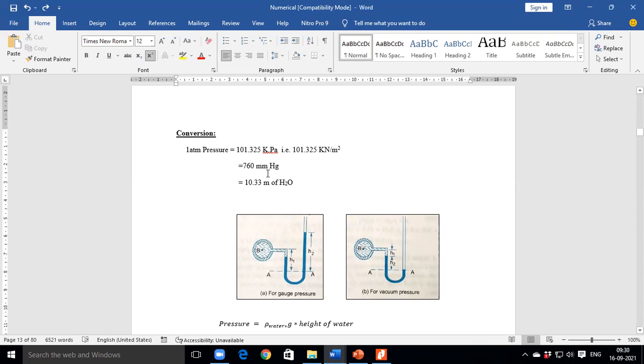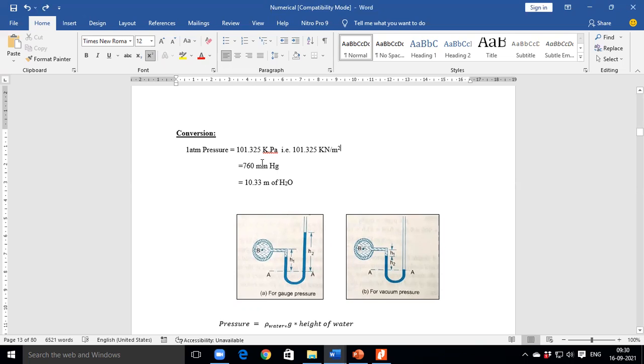In terms of mm of Hg, what is its value? In the case of mm of Hg, its value is 760 mm of mercury. And in the case of the water column, it is 10.33 meter of water.